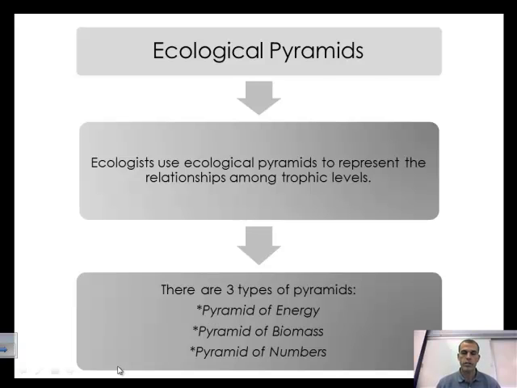Okay, and looking at the relationship on how much energy is available from the first trophic level to the second, how much biomass, meaning living material, is available from the first to second to third, and also in the numbers. Okay, so make sure you jot down the three different types of pyramids. We'll visit each one here in a second and go through those.